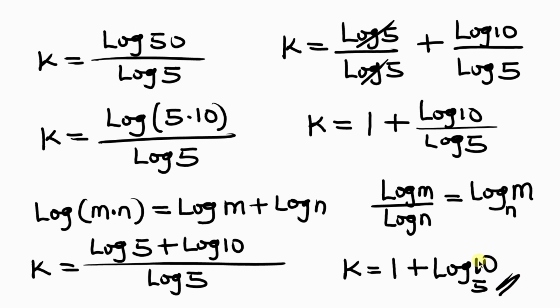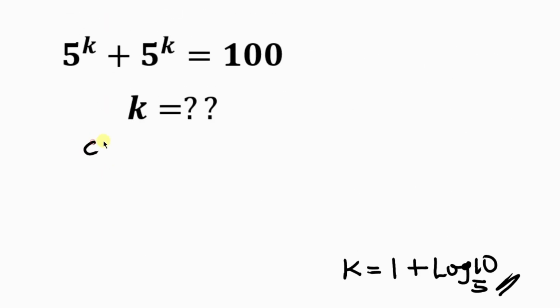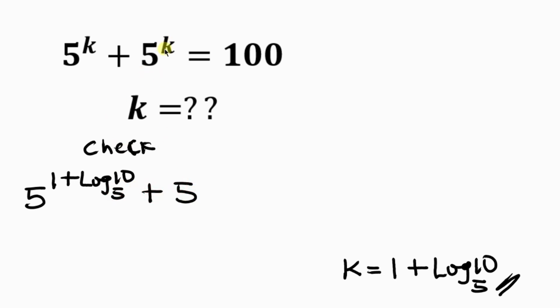Now let's check. So on checking, we're going to prove that the left-hand side is equal to 100. So this is 5 to the power of k. K, we have 1 plus log 10 base 5 plus, this is 5 to the power of k. K is 1 plus log 10 base 5. We're proving if we're going to have 100.